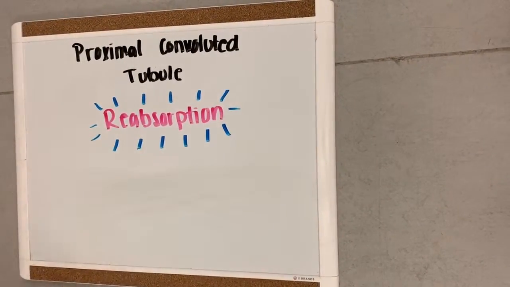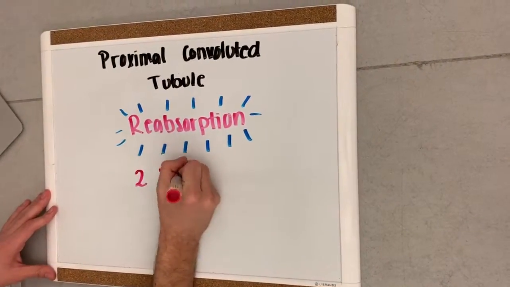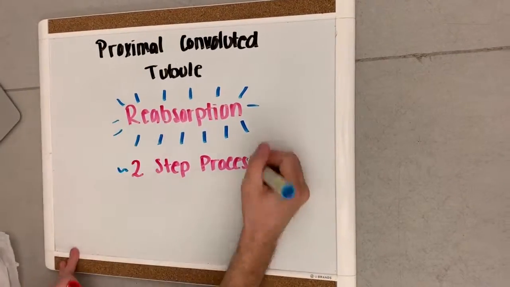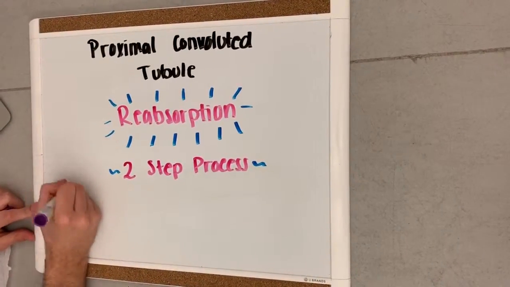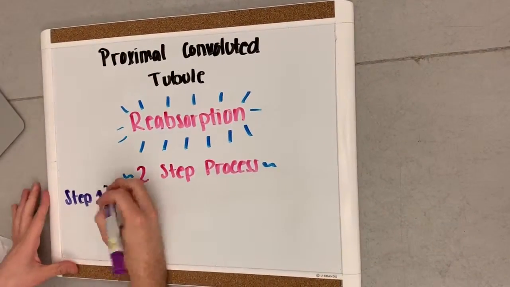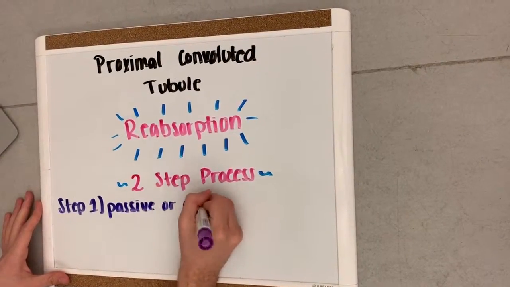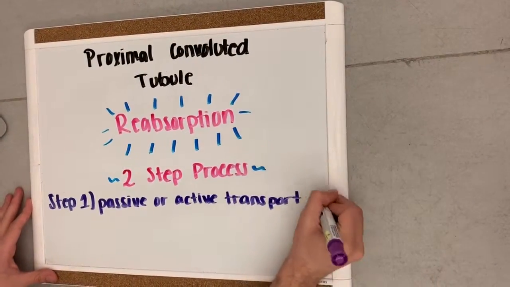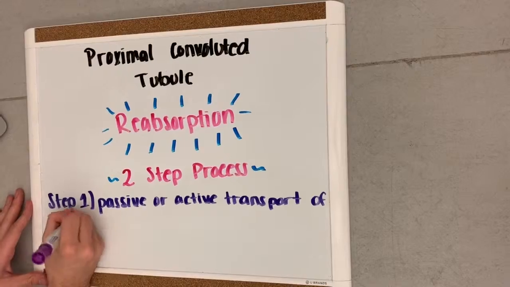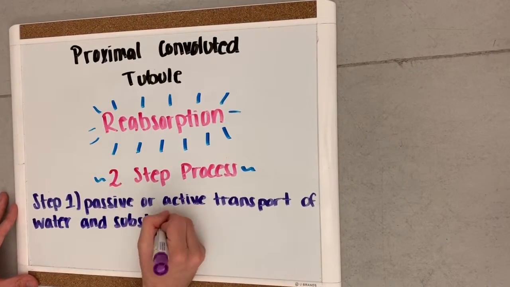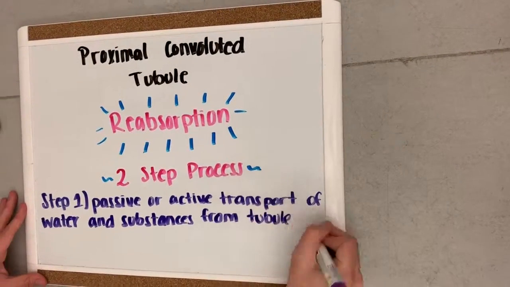There are two reabsorption pathways in the proximal convoluted tubule. The first, the transcellular pathway. The first step in the transcellular pathway is either passive or active transport of water and substances from fluid in the tubule through the luminal membrane into the cuboidal cell.